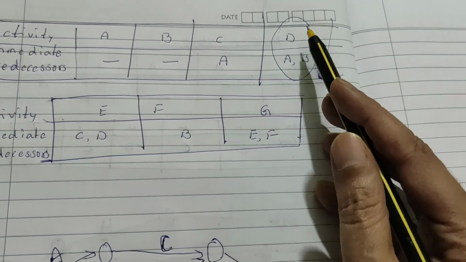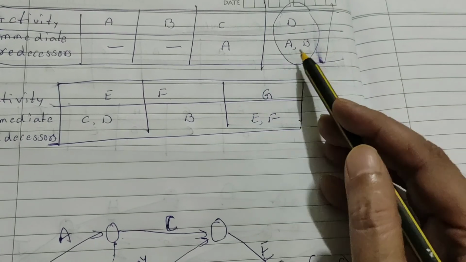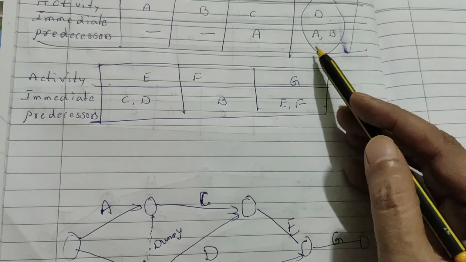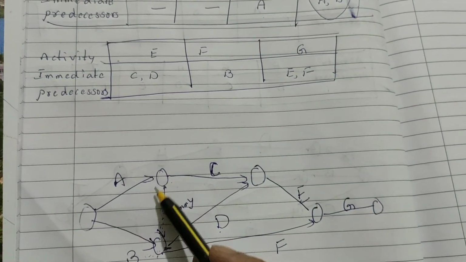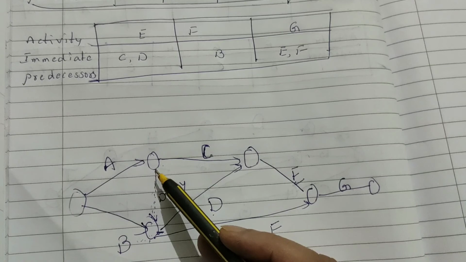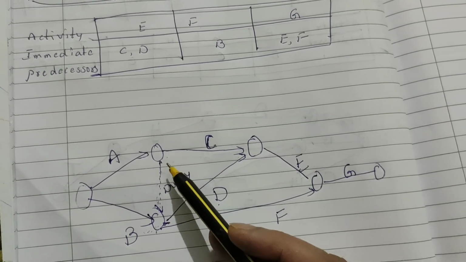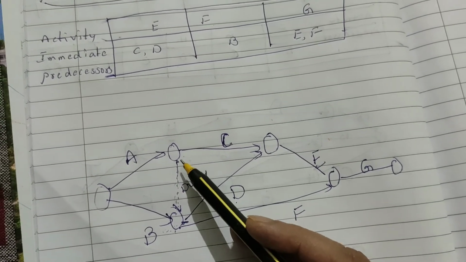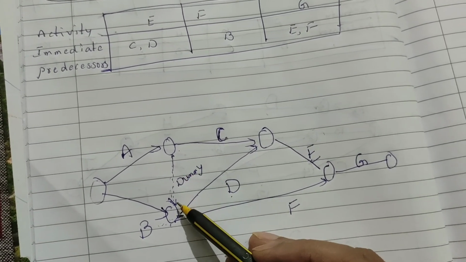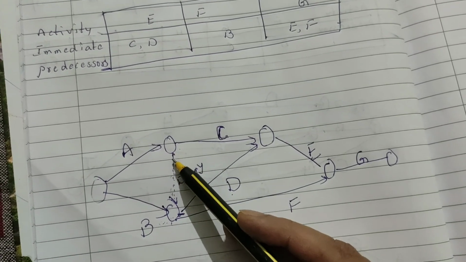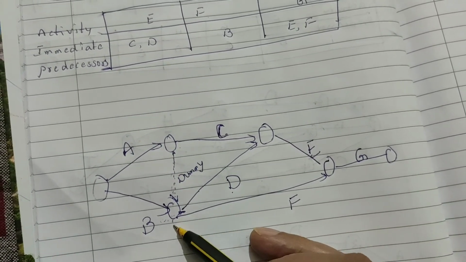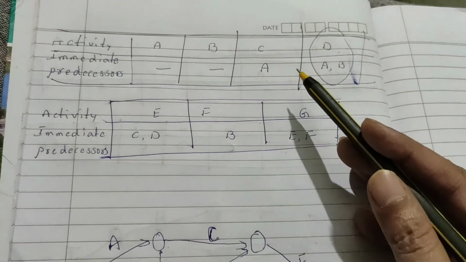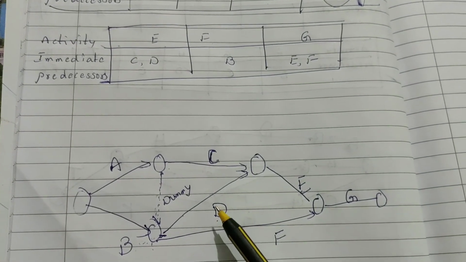Whenever I start my activity D, I complete both A and B. In this situation, A and B are common, so here we can separate A and B. That's why I will introduce one dummy. Dummy means zero time and zero cost. We introduce a dummy arrow like that, meaning A and B together are less than D.